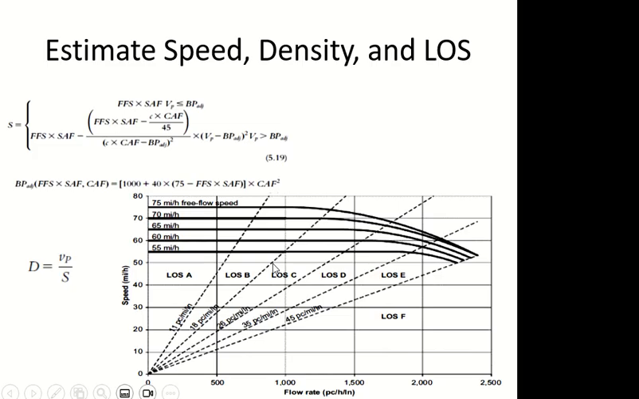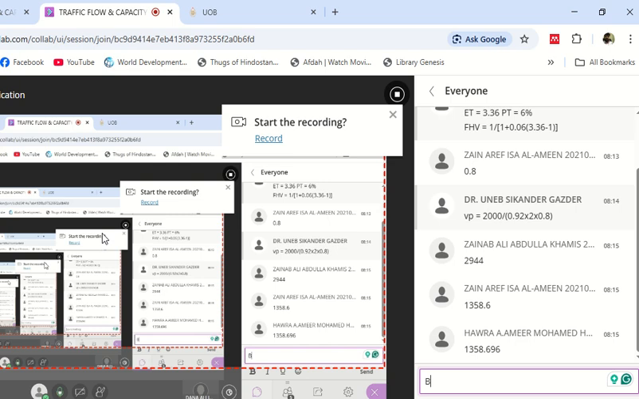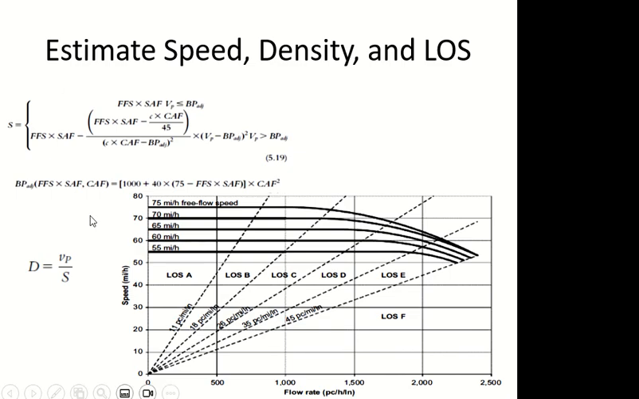Just for the sake of explanation, let's say I don't want to use a curve. Then what will be the procedure? The next step is you find out the breakpoint. We will not do it, but the next thing you should do is find out the breakpoint. In this equation you can see adjustment factors are here, but there is no condition mentioned in the question which requires adjustment, so we will just ignore these factors and use the free flow speed for the breakpoint.